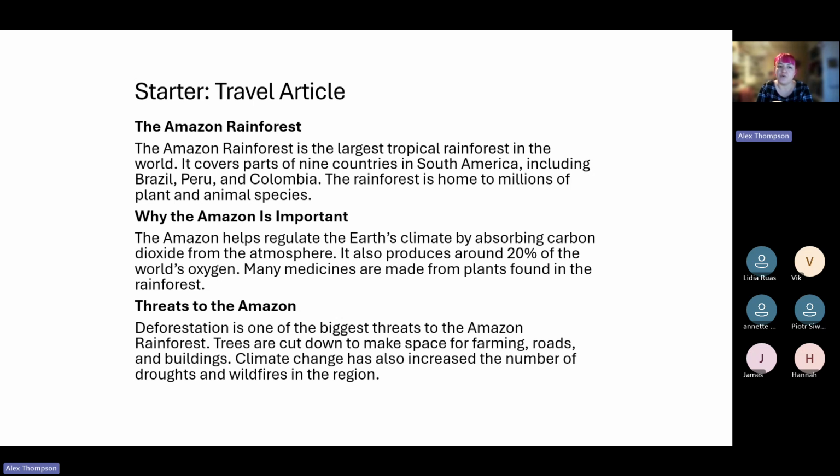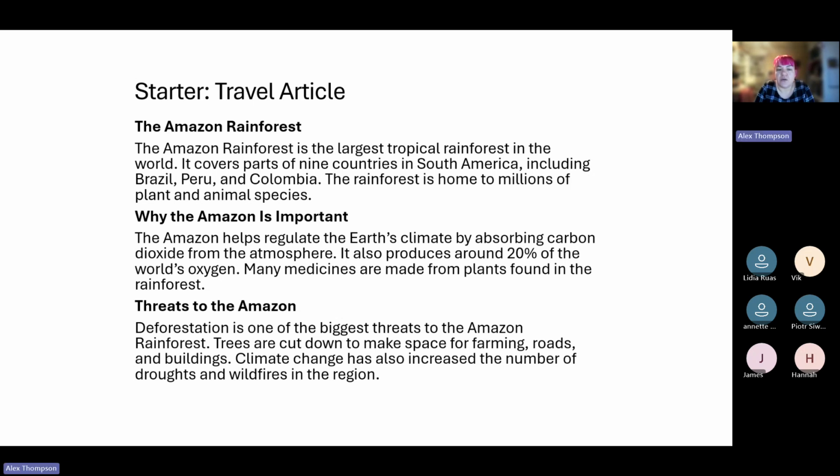Why the Amazon is important. The Amazon helps regulate the Earth's climate by absorbing carbon dioxide from the atmosphere. It also produces around 20% of the world's oxygen. Many medicines are made from plants found in the rainforest. Threats to the Amazon. Deforestation is one of the biggest threats to the Amazon rainforest. Trees are cut down to make space for farming, roads, and buildings. Climate change has also increased the number of droughts and wildfires in the region.